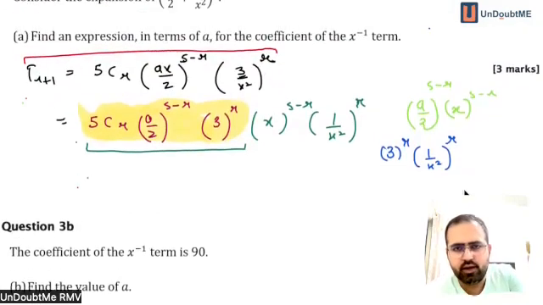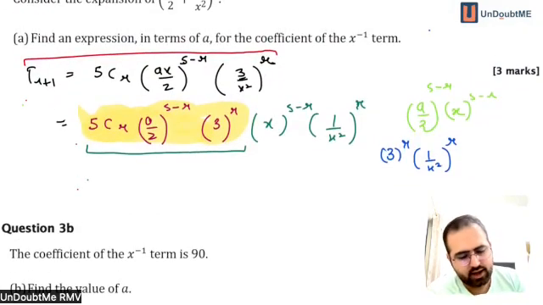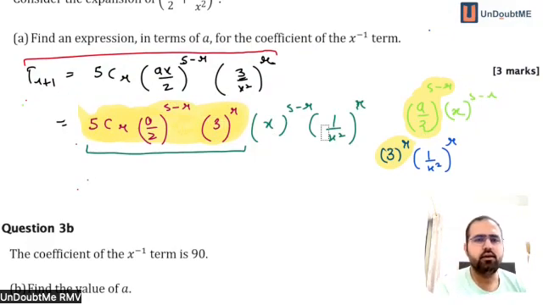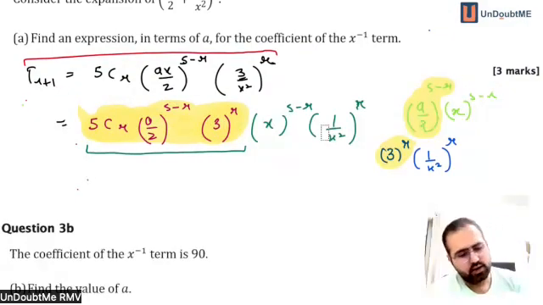Okay, and then you can see that I have taken this term over here, a by 2 to the power 5 minus r, and 3 to the power r separately. And then the leftover terms containing x are written separately. Yeah. Now we need to work on those leftover terms.